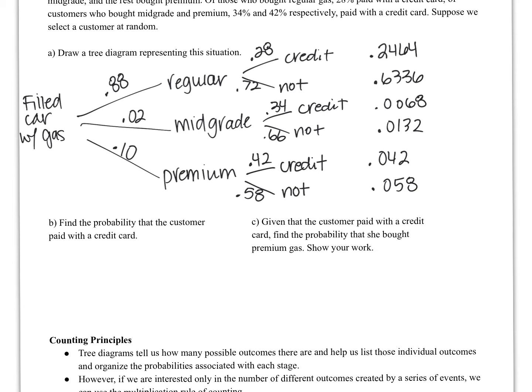So now find the probability that the customer paid with a credit card. So if we're looking through, I went ahead and found all my ands. So this percentage, the 0.2464, 0.0068, and 0.042 all come from buying the type of gasoline and paying with a credit card. So 0.2464 plus 0.0068 plus 0.042. And we get 0.2952.